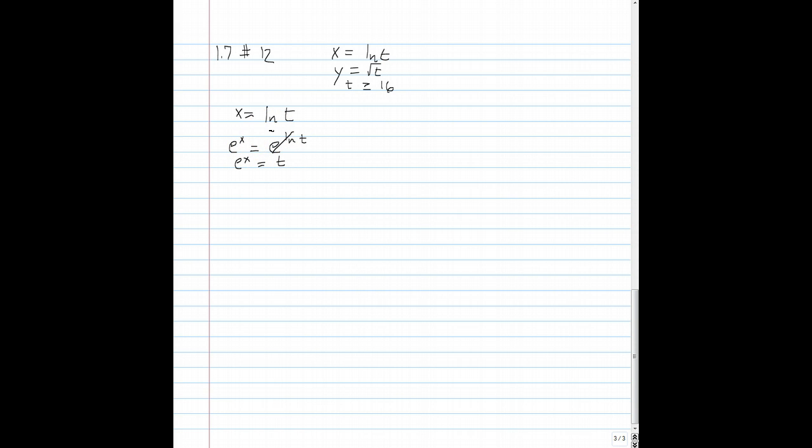So part 2 says we can now substitute t in for y to get the Cartesian equation. So because y is equal to the square root of t, we can simply substitute this e to the x in for t. So e to the x. Another way to look at this is e to the x raised to the 1/2 power, or possibly e to the x over 2. All of these are exactly the same thing.